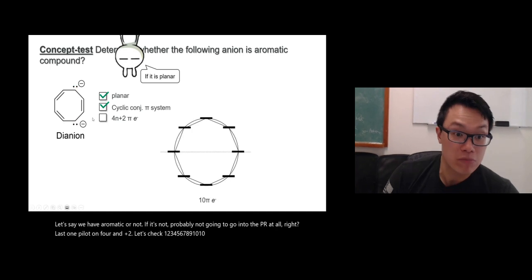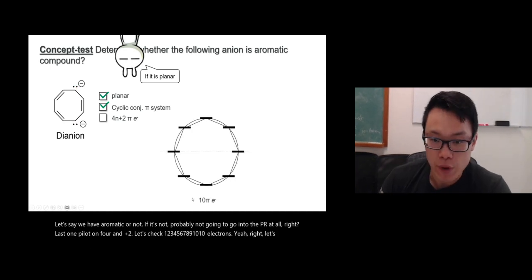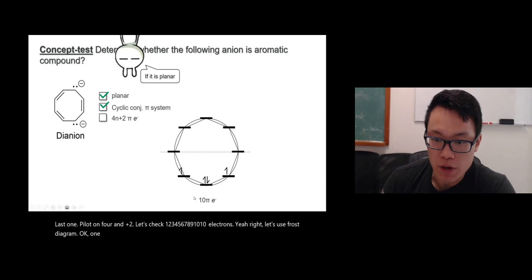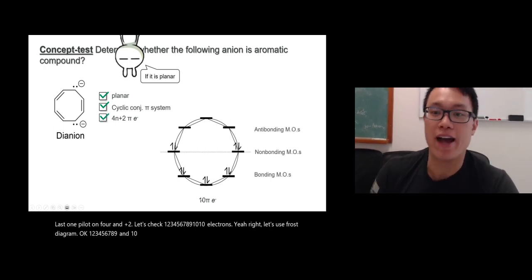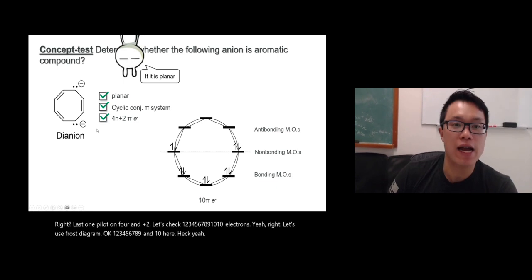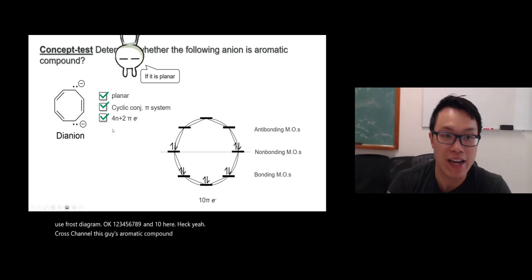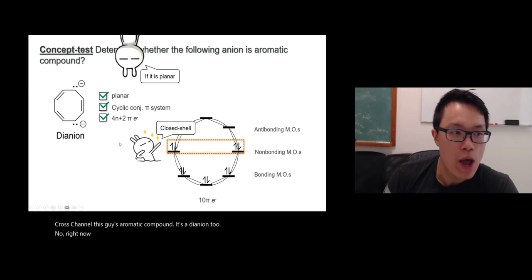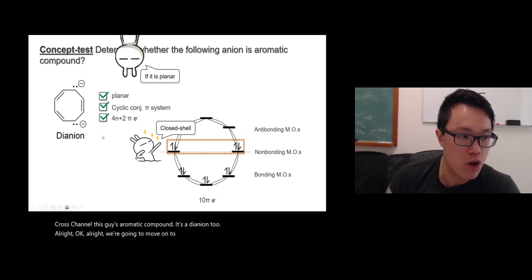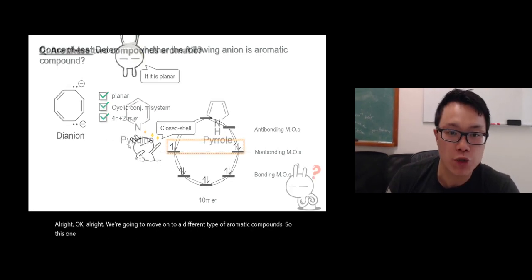1, 2, 3, 4, 5, 6, 7, 8, 9, 10. 10 electrons. Yeah, right. Let's use a Frost diagram. 1, 2, 3, 4, 5, 6, 7, 8, 9, and 10. Heck yeah, closed shell. This is an aromatic compound. It's a dianion too. All right. We're going to move on to a different type of aromatic compound. This one has heteroatoms on it.